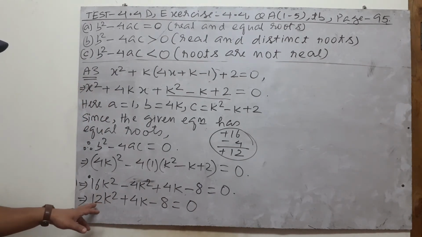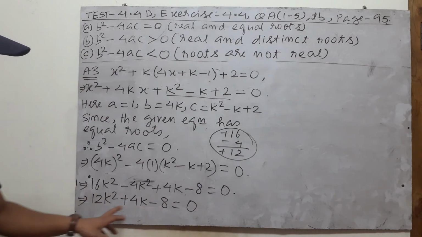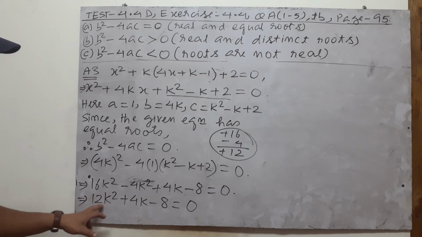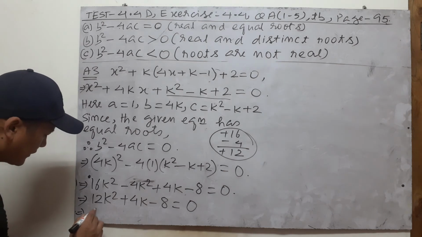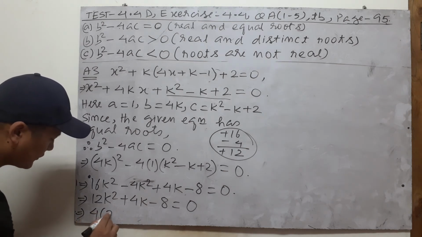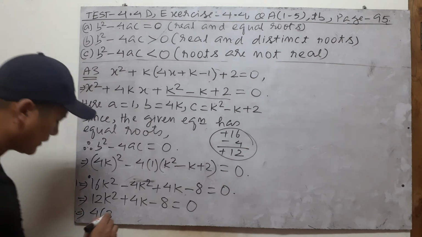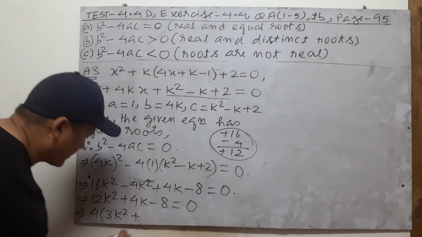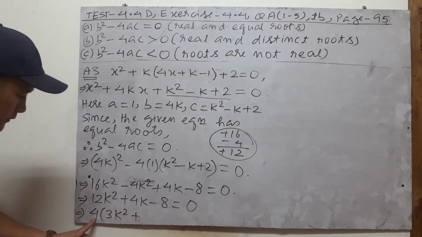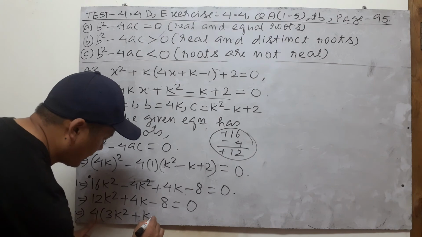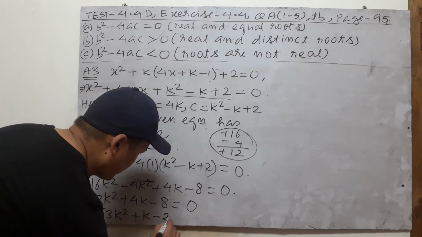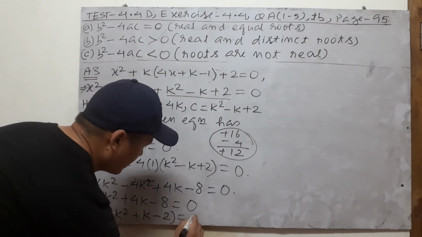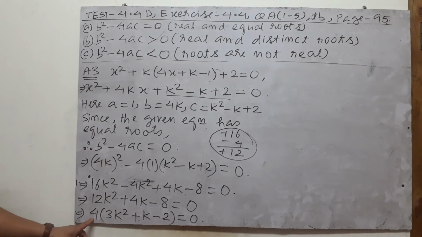Again, you can see that 4 is going with all these three numbers. 4 3s are 12, 4 1s are 4, 4 2s are 8. So take out the common factor. Common factor is 4, so 4 outside means 4 3s are 12. Then here k square, 3k square plus 4 has been taken out of the bracket, so inside will be only k, minus 4 is taken out, so 4 2s are 8, matching this 8. So we have taken out the common factor 4.